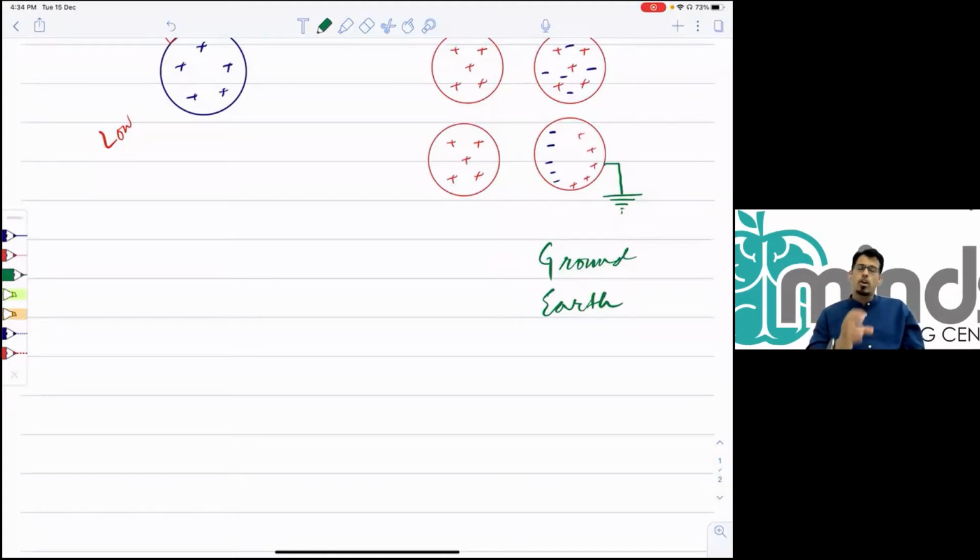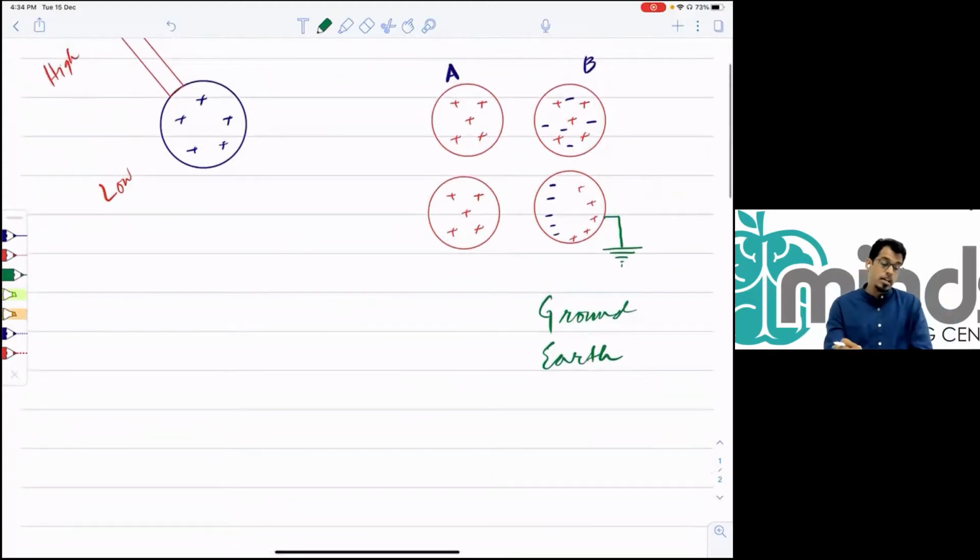Because Earth is a reservoir of electrons. It has an enormous amount of electrons. It can remove or absorb any number of electrons without affecting its being neutral, right? So it will remain neutral. Now what will happen? When you ground sphere B, you have grounded the positive part. So the positive part is actually at higher potential. Ground is zero potential. Electrons always travel from low potential to high potential. What will happen?